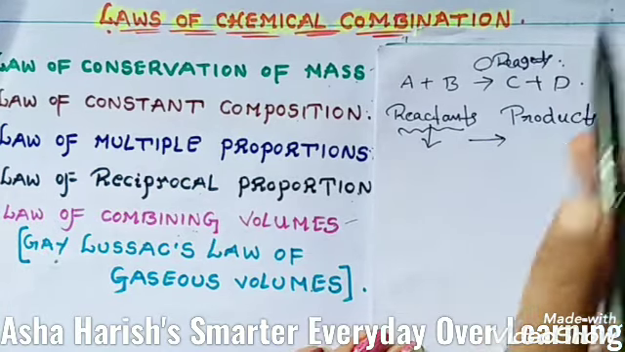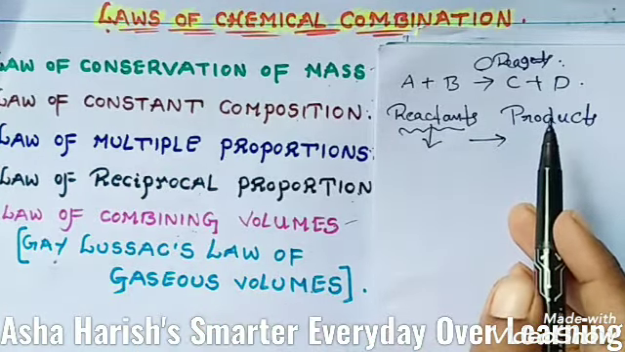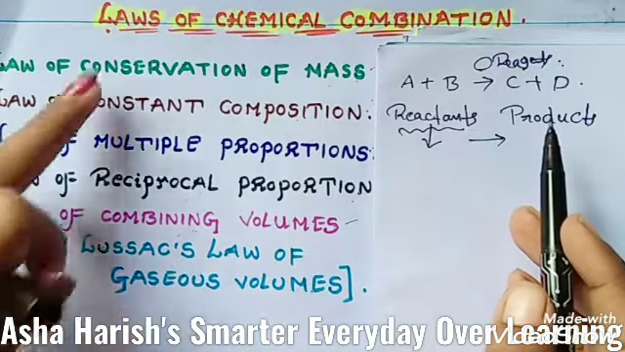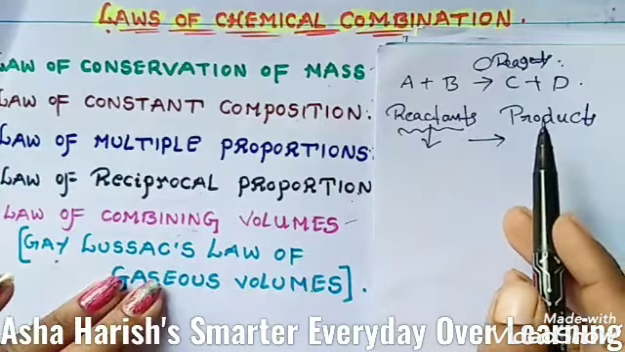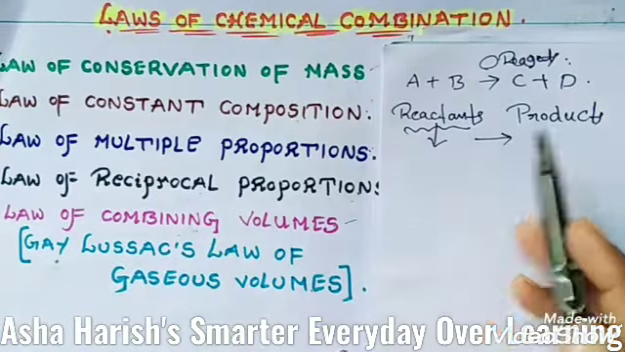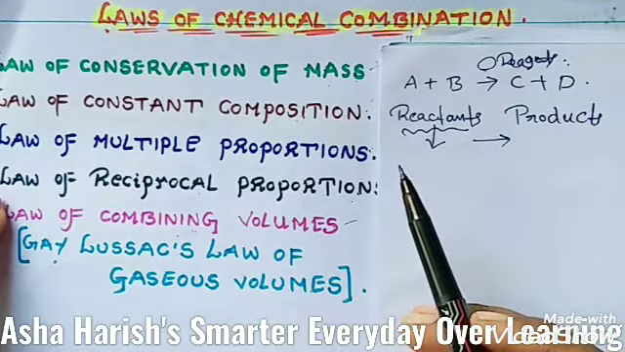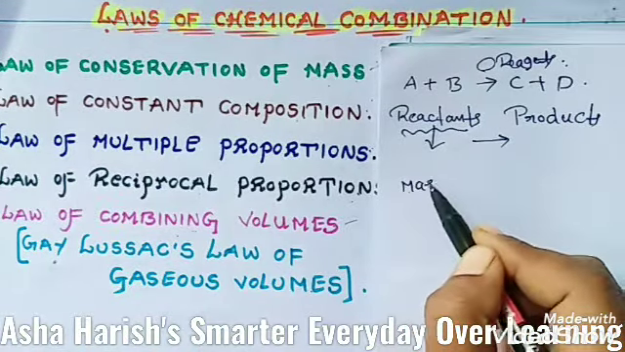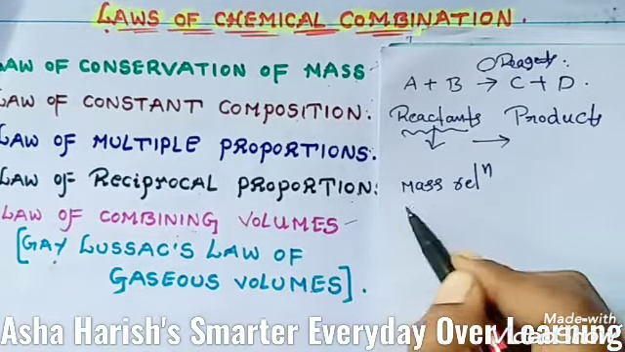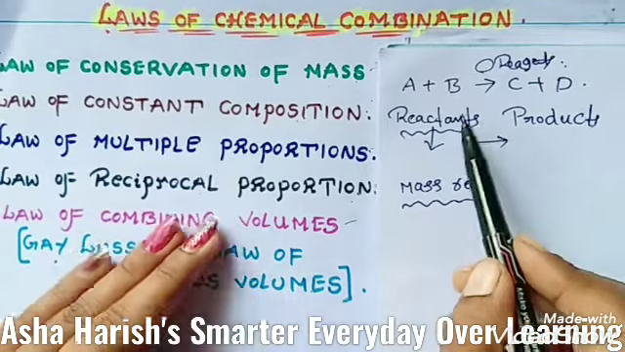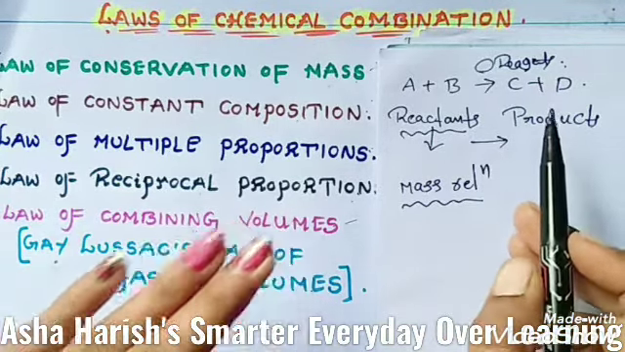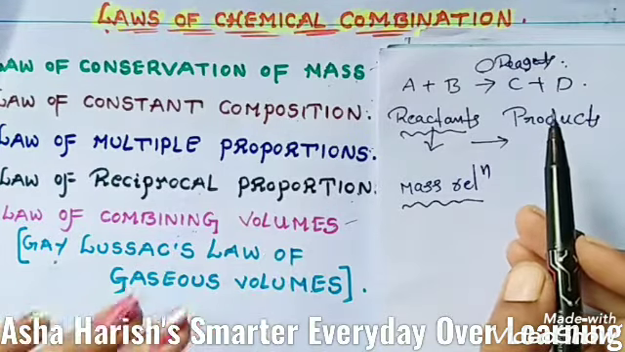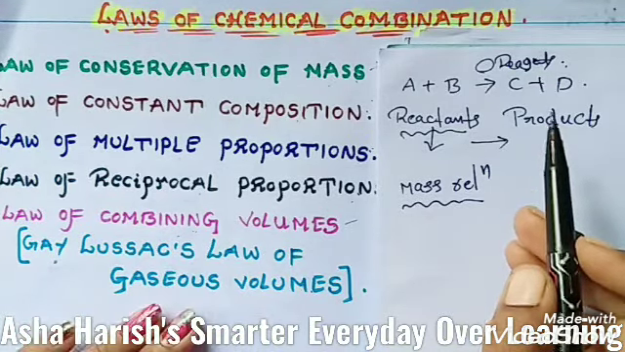These chemical reactions take place according to certain laws. These are called the laws of chemical combination, and there are five of them. The first four laws deal with the mass relation, based on the mass of the reactants and the mass of the products, whereas the fifth law, the law of combining volumes, deals with the volumes of the reacting gases.